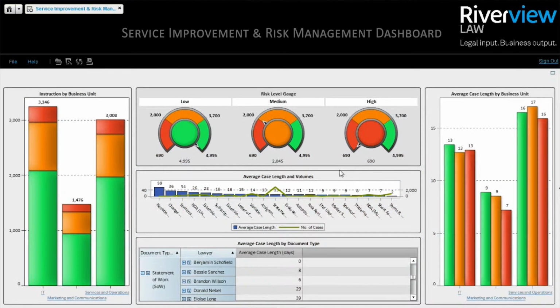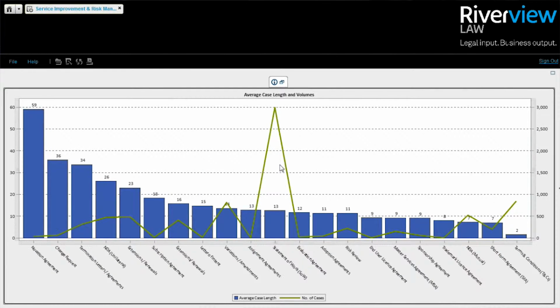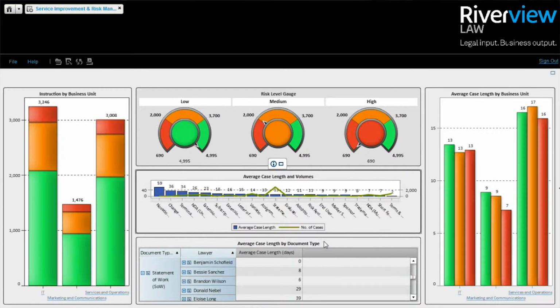Here we've got average case length and volumes. Your eyes naturally pulled over to the longest length of case, this time being 59 days for novation agreements, but there's only one of them. Where I really should be focusing is over here with the statement of work. You've got high volumes, up to 3,000 matters, and they're taking a medium length of time at 13 days. But if I can manage to reduce that 13 days down to 10, I'll make a dramatic difference to my resource planning.